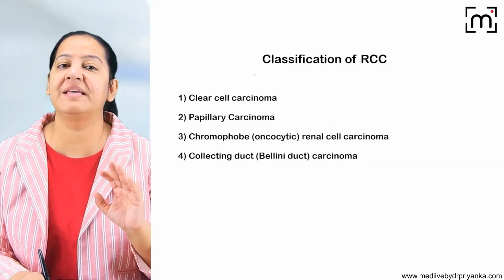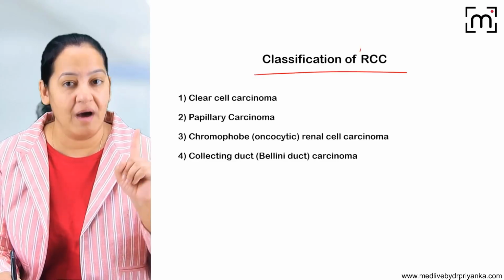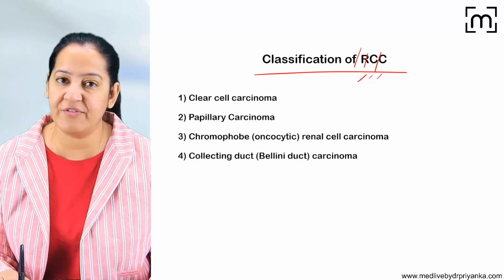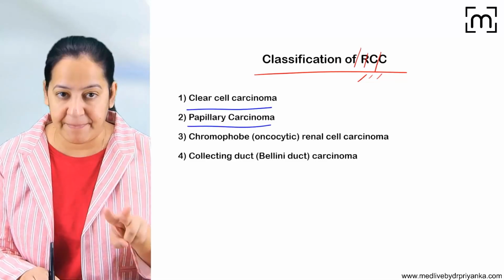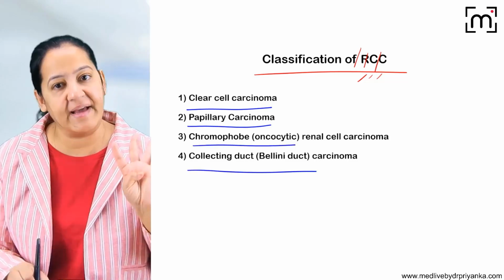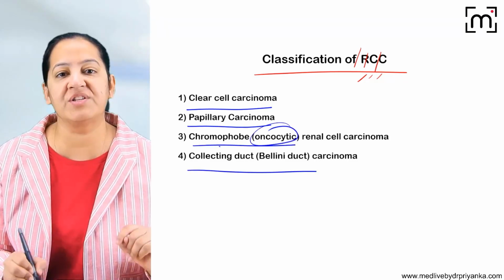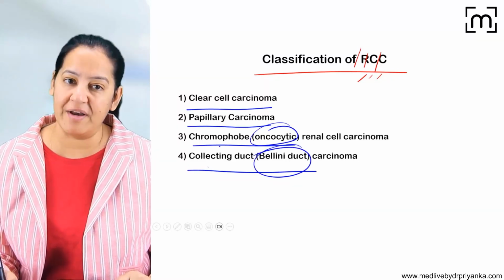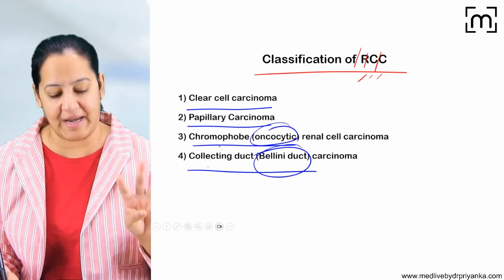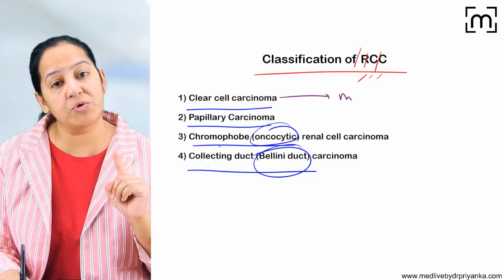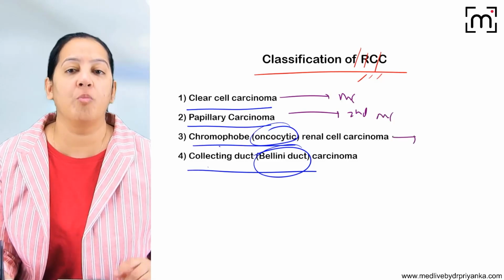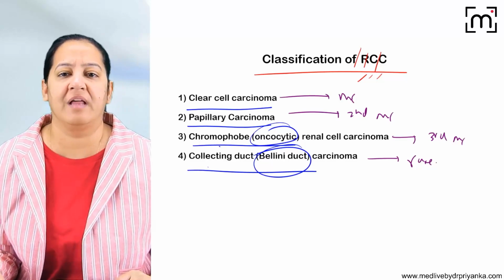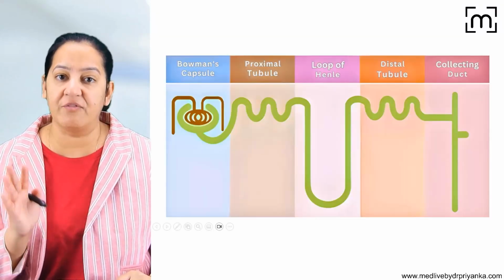In the microscopy, first you have to see the classification of RCC, renal cell carcinoma. There are 4 types: clear cell carcinoma, papillary carcinoma, chromophobe carcinoma, and collecting duct carcinoma. Chromophobe is also known as oncocytic carcinoma, and collecting duct is also known as Bellini duct carcinoma. We will see the details of these 4 one by one. In incidence, clear cell is most common, papillary is second most common, chromophobe is third most common, although rare, and collecting duct is the rarest, the least common one.